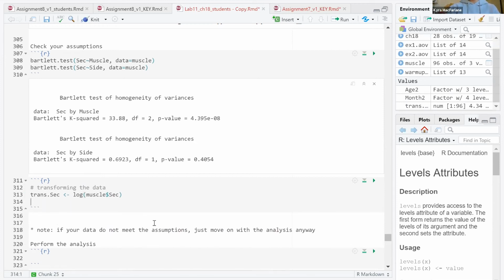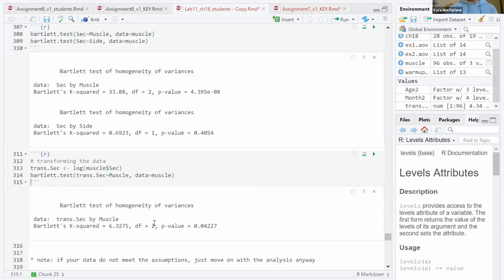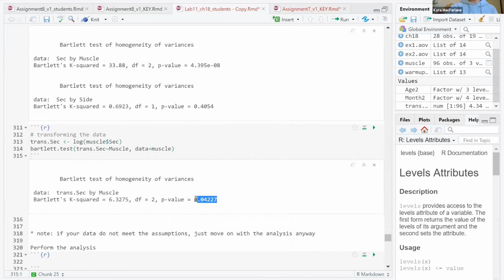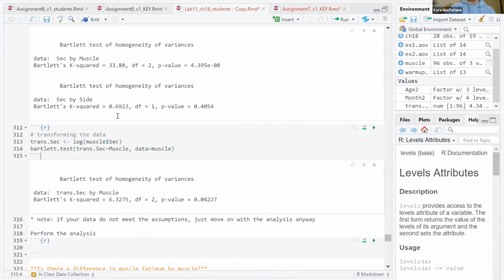And now try the Bartlett test again, using the transformed data. So trans sec by, it was not equal by muscle, so we'll do by muscle, data equals muscle. Our variances are still not equal just by a little bit, but for the sake of completing this problem, we're just going to move on with this and pretend that this almost 0.05 value is actually equal to 0.05.